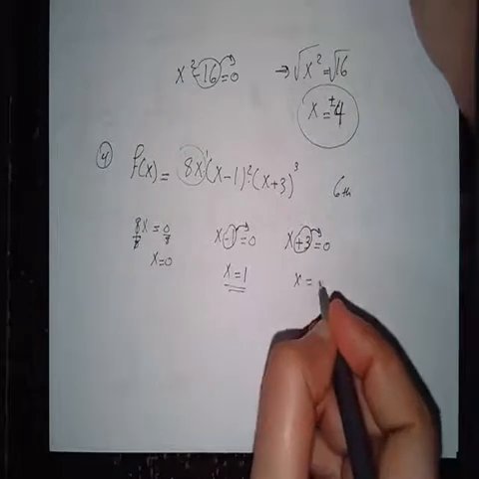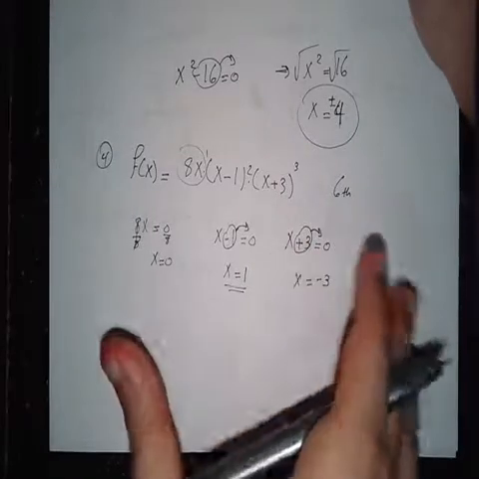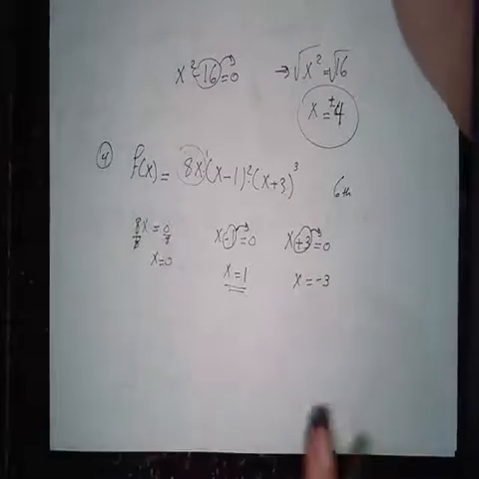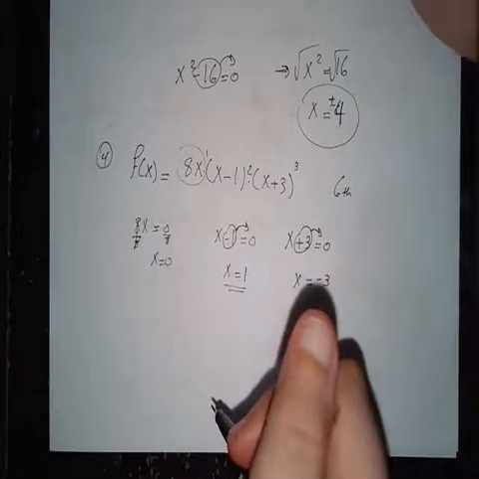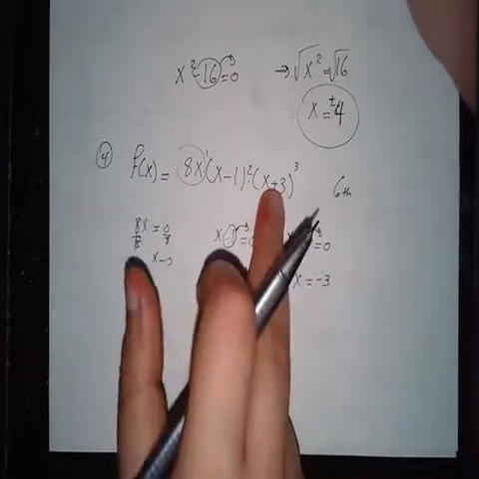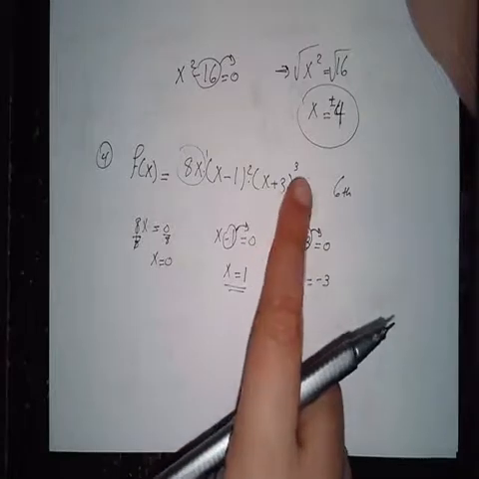And x is going to be negative 3. So far so good? Alright, so now we go back to the lesson. We're talking about multiplicities here. So what do I mean by that? I mean how many times that 0 is multiplied by itself. So over here, which basically means the power.